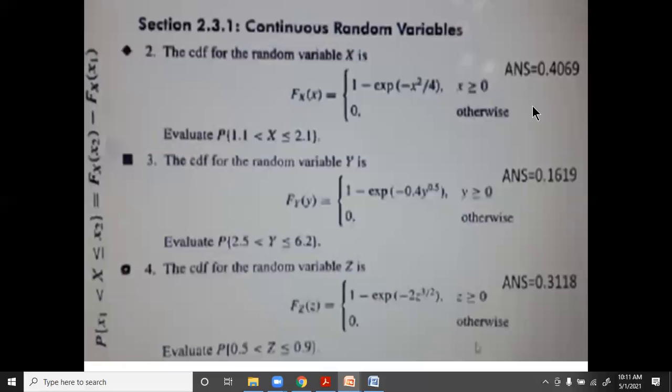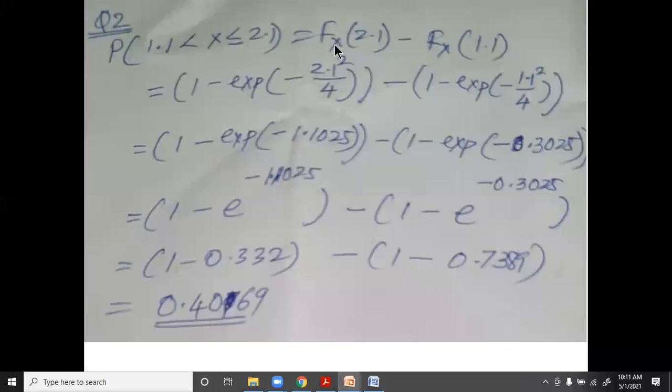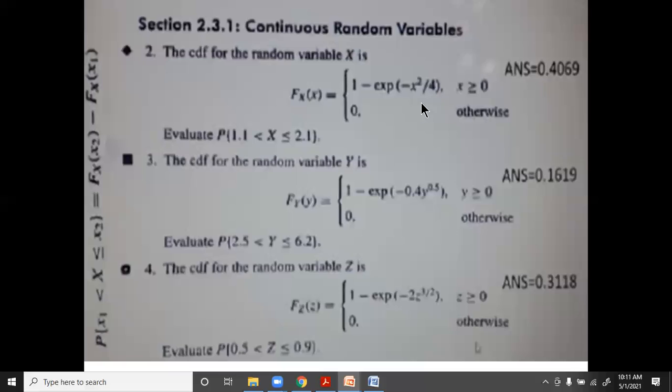Restart the record. Okay, so we are trying to do this numerical 2. That numerical 2 is over here: 1.1 less than x less than 2.1. So F(x) at 2.1 minus F(x) at 1.1. F(2.1) will be 1 minus exponential of minus 2.1 squared by 4, and that is what we have here.